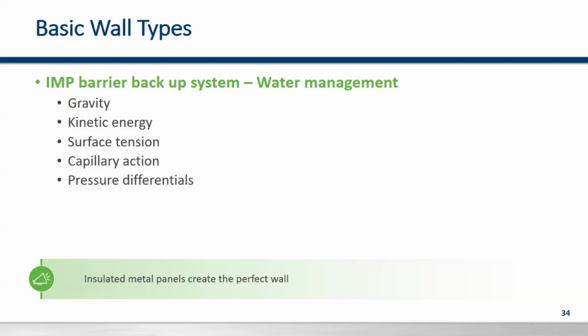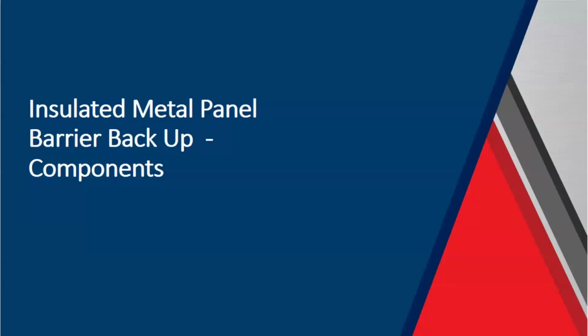Now, when we talked about the water management being absolutely critical to protecting the structure, these were the areas of compromise that could affect the building. And like I said, the insulated metal panels provide that pressure equalizing panel interlocks there. So they truly do create that perfect wall.